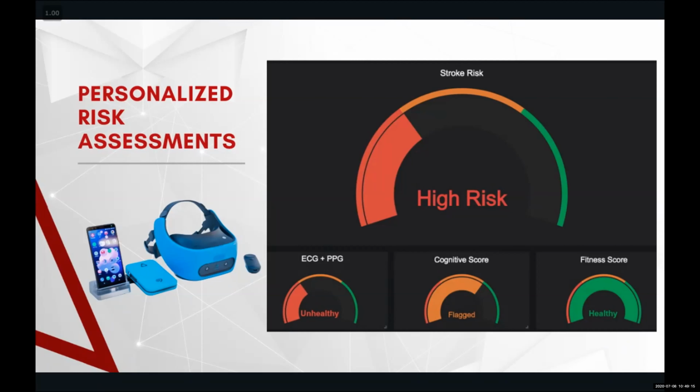And so some of the measures that we will end up looking at are the fitness score, the cognitive score, as well as some of those biometric measures such as the ECG and the PPG, which are associated with the quality of their heart health, which is again another contributor to how the cognitive health is currently at.